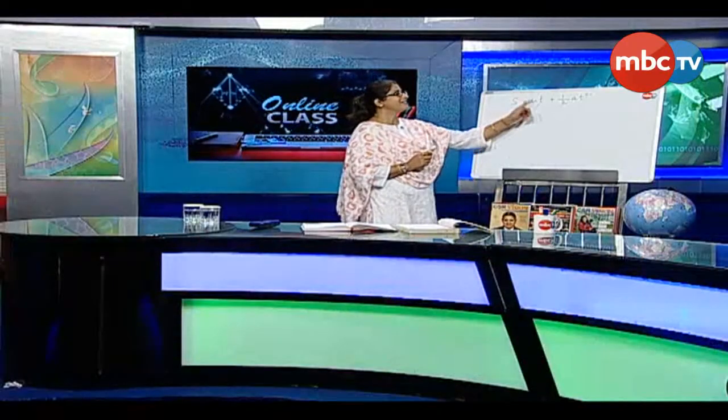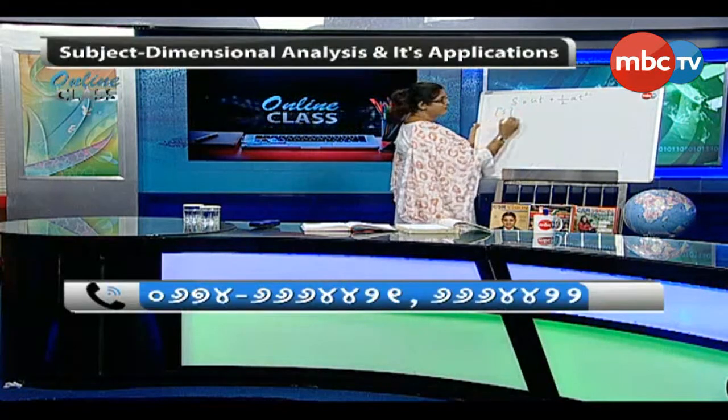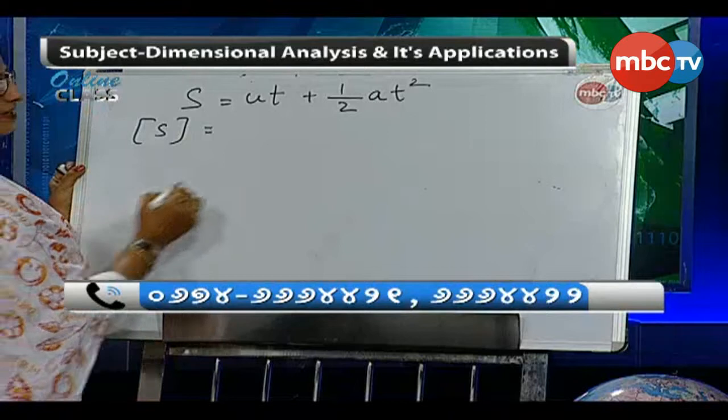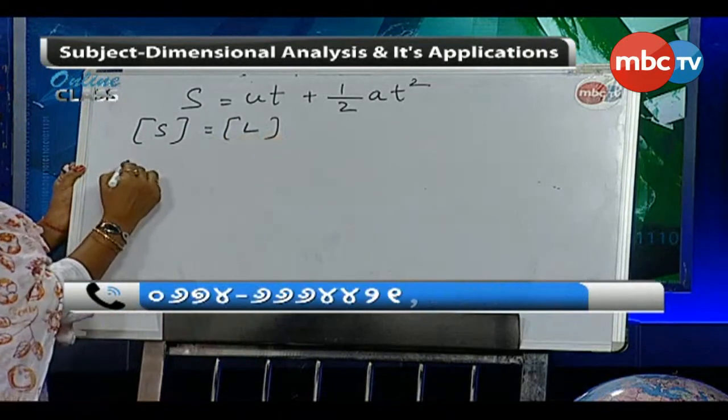Welcome back. I had given you work to find the dimension of each term, right? Hope you all have tried or you are trying. Let me try. Dimension of S is what? It is distance, so I can write it as L.